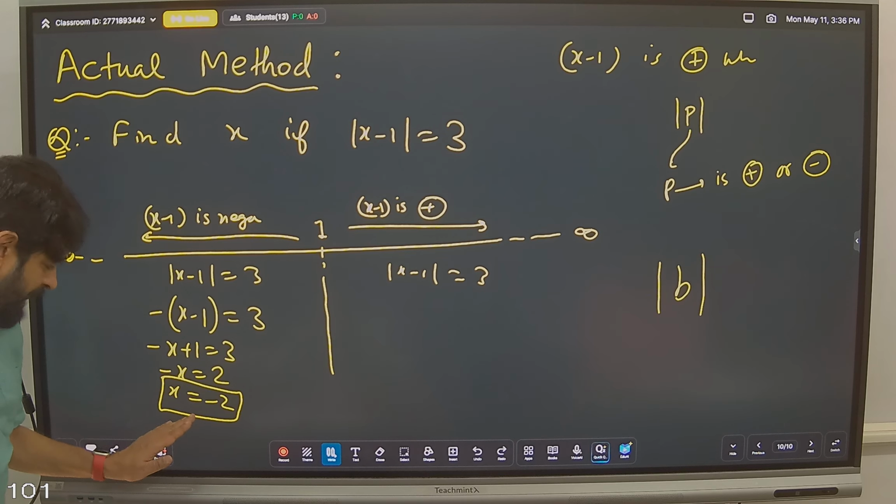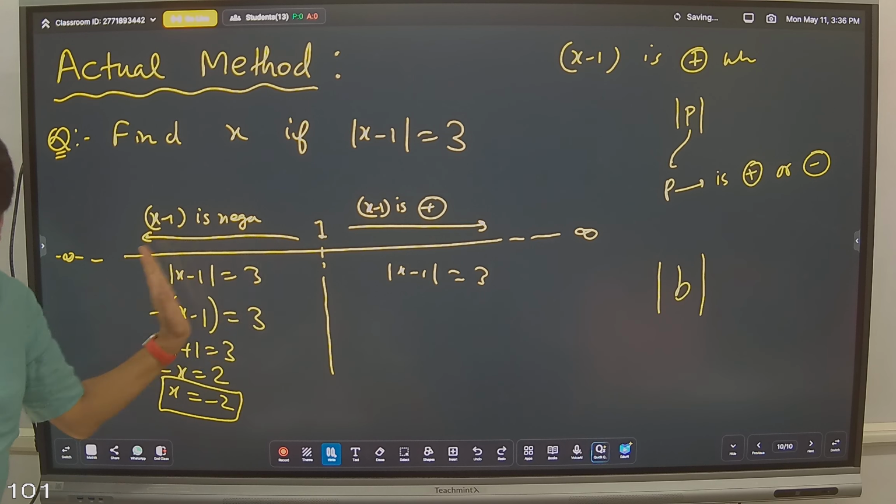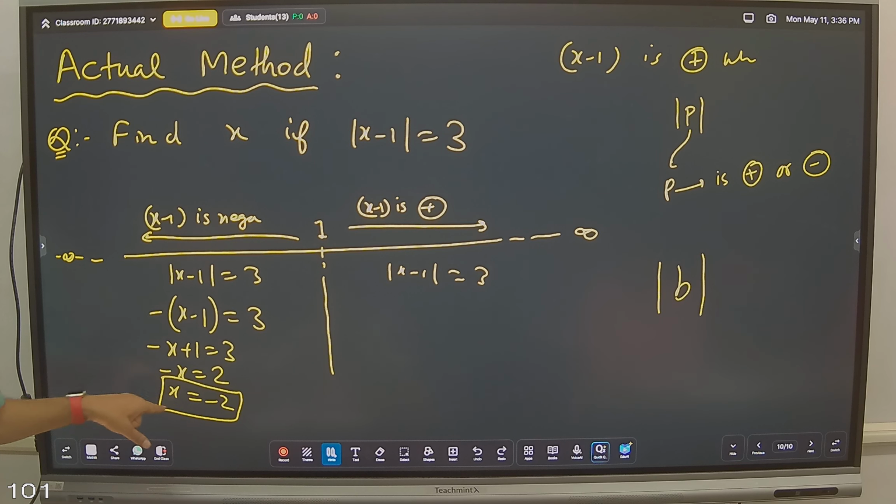Actually, whatever answer is coming, that should be before 1. Is it before 1? Speak out. Yes. So this answer is accepted. So one answer we got: X equal to minus 2.